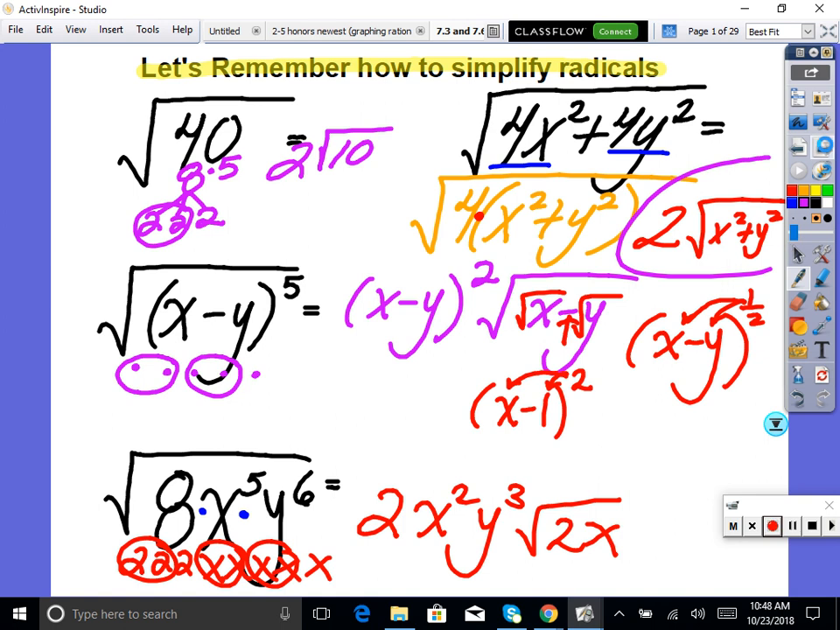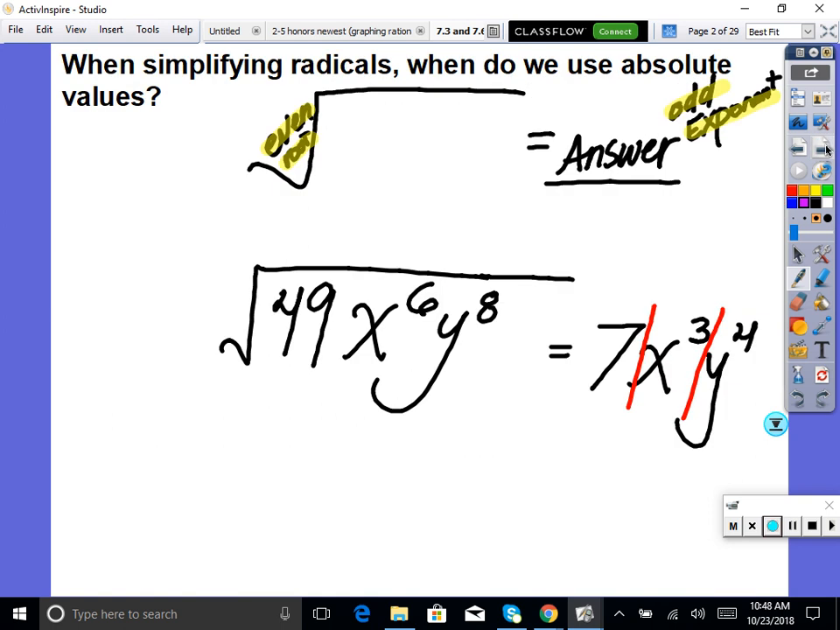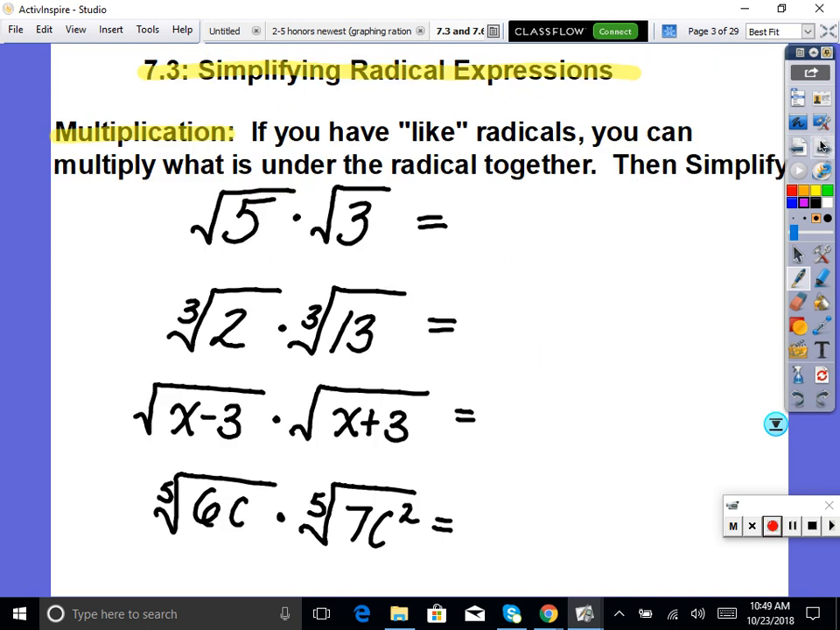Yeah. Okay, so everyone, when do we need absolute values? Just a reminder. We need absolute values in our answer if we have an even root and our answer has an odd exponent. So look at this example. The square root of 49x to the 6th, y to the 8th. I've simplified that. It comes out to be 7x cubed, y to the 4th. So you check. Even root? Yes. Odd exponent? Yes. So I would add absolute values. 7 is a number. Numbers never get absolute values. And then y to the 4th is even, so we would not need absolute values. So when do we need them? Even root, odd exponent. Okay, so now we can begin today's lesson.